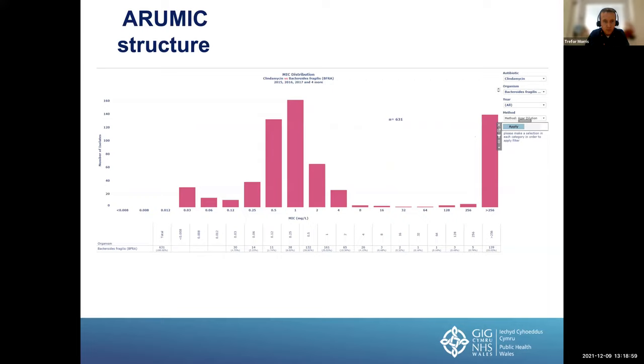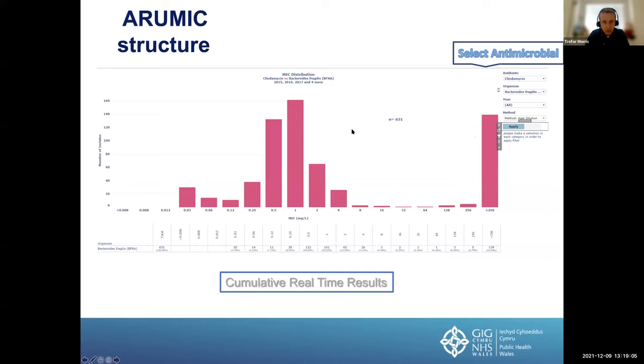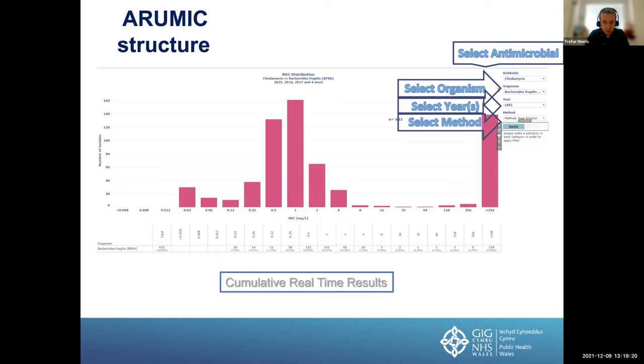So the intention of this is to allow people to select antimicrobials, to select whatever organism they want from our collection, which is huge now, and then select the time frame by year. And then also the method, because there are some other methods included in here. Agar dilution is our main method. And then if you click on apply, it'll bring up the distribution as you see here.